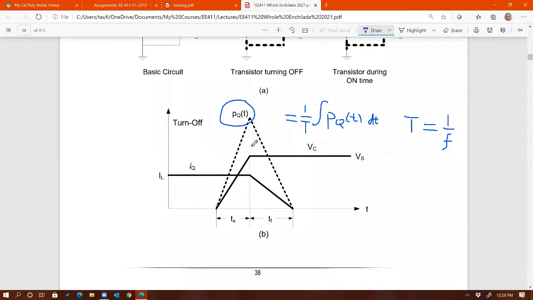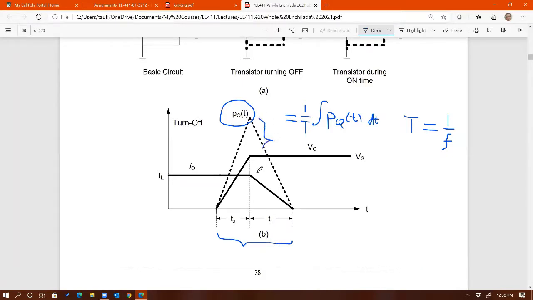You find the area under the triangle, which you know is height times base times 1/2, and then divide by the period. That's what I'm going to do for finding PQ before snubber. Take a look at the base here. The base of the triangle is tf plus tx. Now take a look at the height of the triangle.